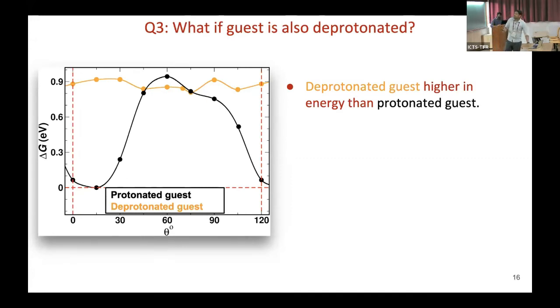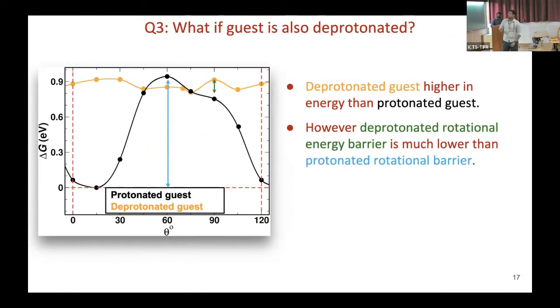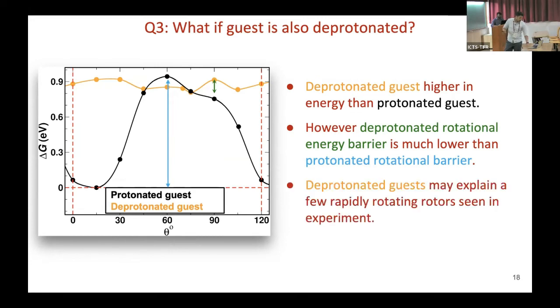But one interesting fact is that for the deprotonated guest, the rotational energy barrier is much lower, of the order of 100 milli eV, whereas for the protonated guest it was of the order of 0.94 electron volt. So the energy barrier has drastically reduced in the case of deprotonated guest molecules. Now in experiment, they have seen that less than 1% of guest molecules are rotating pretty fast. So we can draw an analogy that these deprotonated guests are those guests which are rotating pretty fast inside the pores.